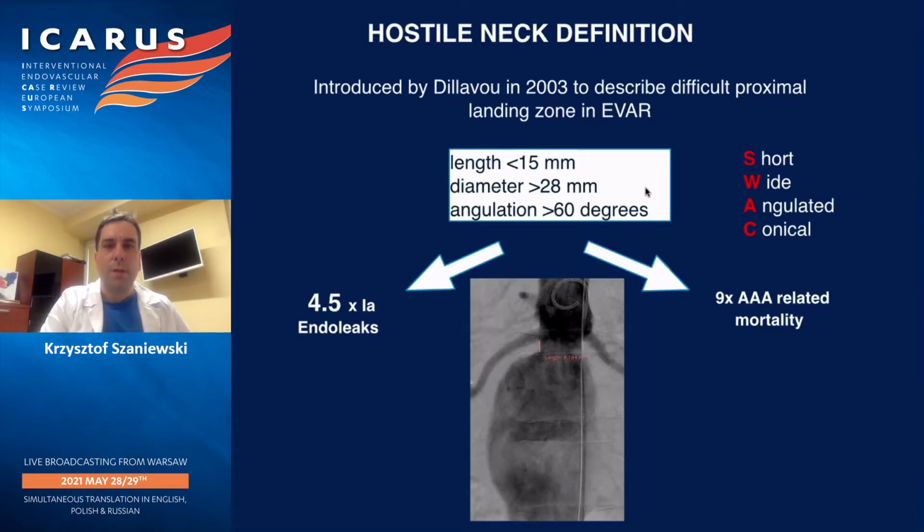Why is the hostile neck definition so important? Because of the complication rate. It is proved in literature that endoleaks occur 4.5 times more often than in a normal neck, and AAA-related mortality is much higher, sometimes 9-fold higher than in regular patients.